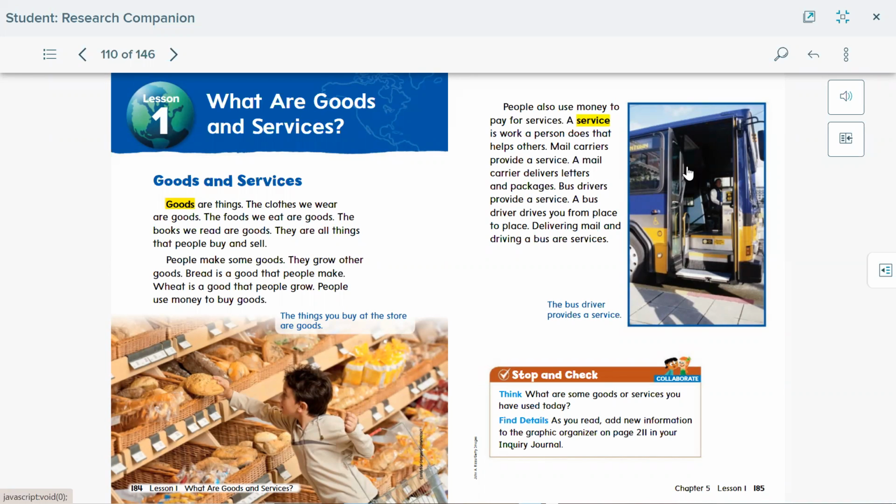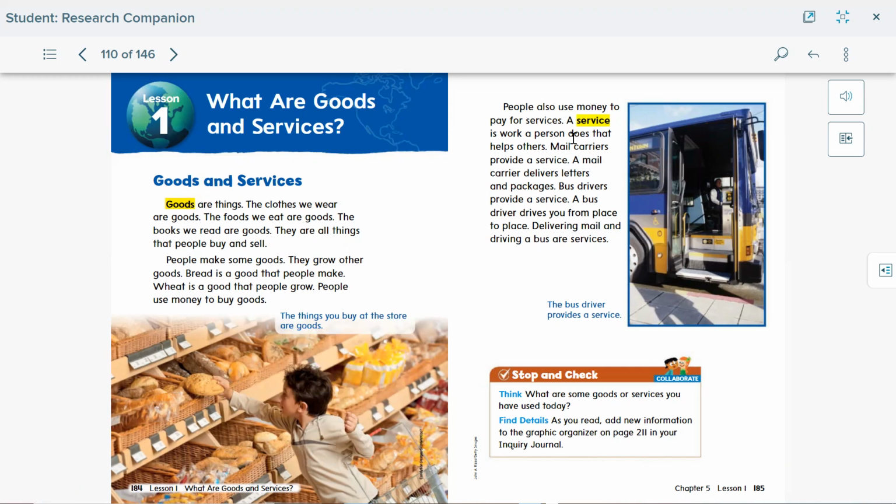So the bread is good that the baker made, and the wheat is good that the farmer grows, so we can take and grind it and make it into a flour that the baker can use to make bread. The things you buy at the stores are goods. And you have an example, you're buying bread, that's goods.